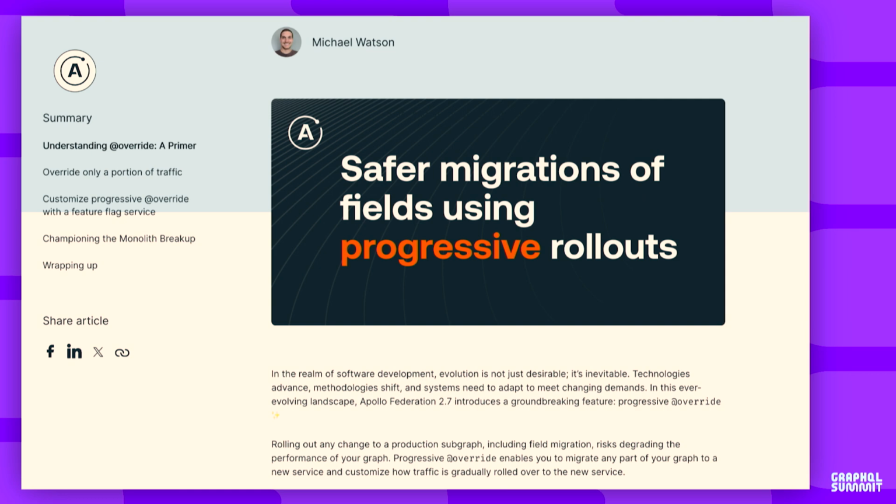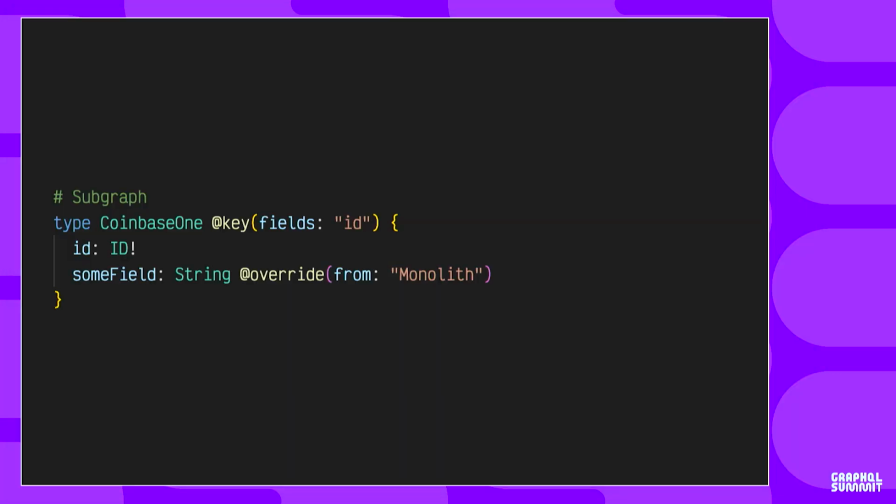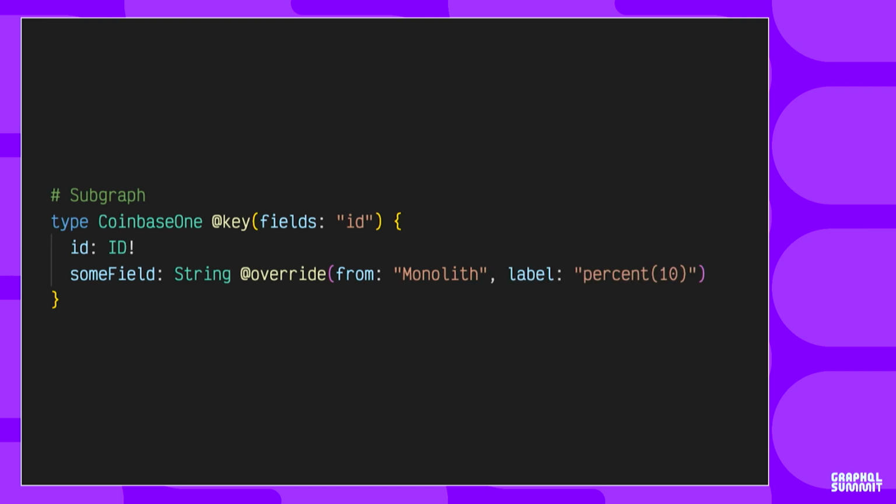So just to dive in on how it works. This is the original override directive, and you put it on a field, and the router will resolve all the traffic to your subgraph. With progressive overrides, you just add a label with a percent, and whatever percent you put into that label, only that percentage of traffic is going to be routed to your subgraph. And this is great. This is exactly what we wanted, and helped us feel more comfortable about decomposing at scale.